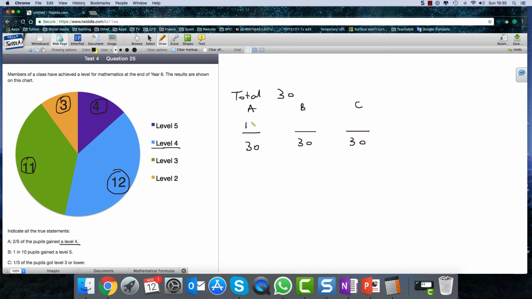Okay, so that one's a 12. Statement B is a level 5, which is the dark blue or purple, so that's a 4. And statement C is a level 3 or lower. So this question, there's a slight difference here. Level 3 or lower, we're going to add the green and the orange together. So that will give us 14.